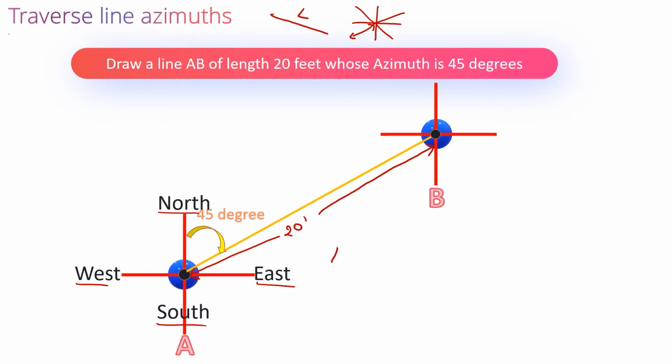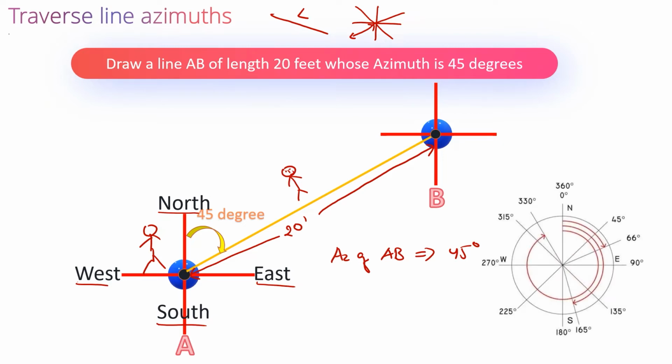So the azimuth of AB is 45 degrees, and it means that you are walking from A towards B. So this is how I want you guys to visualize the azimuth. Okay, so I want to go from A to B, so I have to walk 45 degrees from north like this, and this is what the azimuth is telling me.